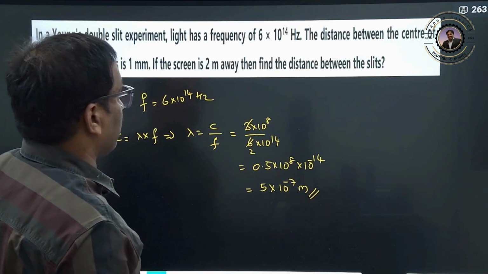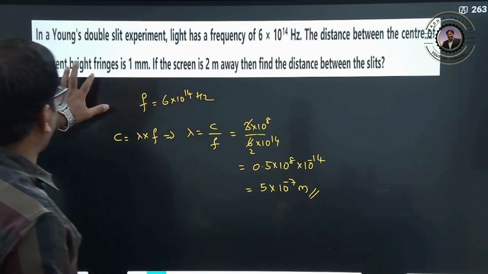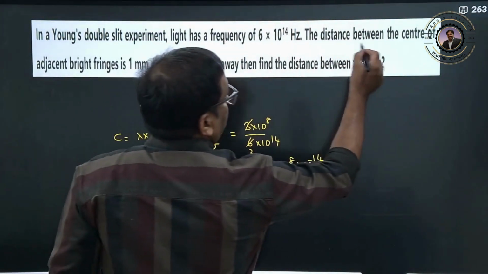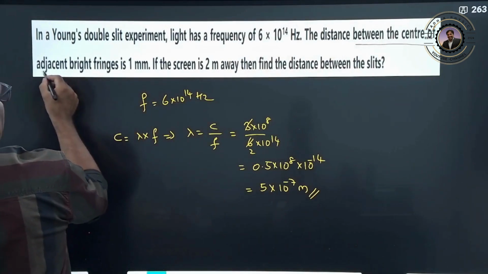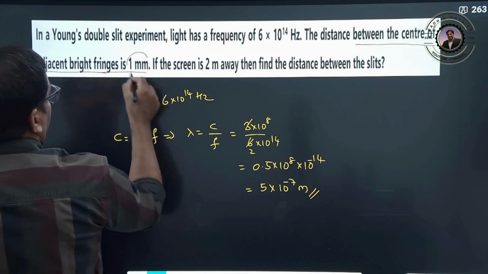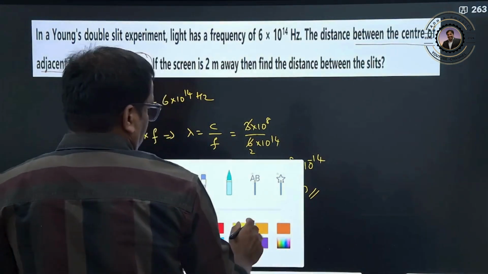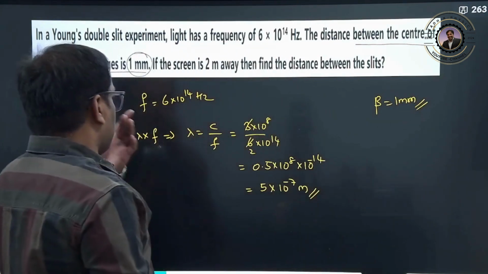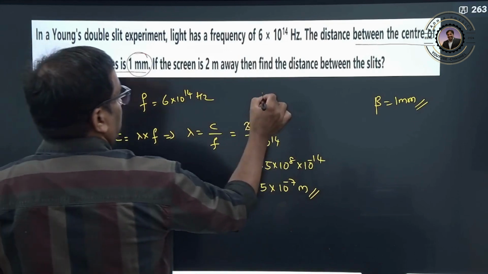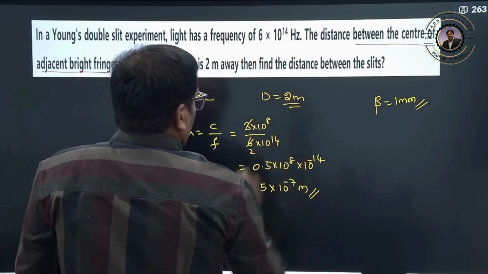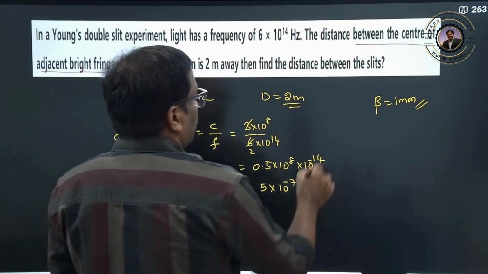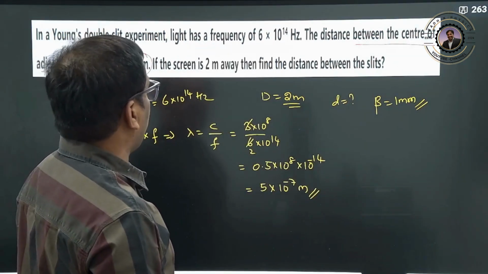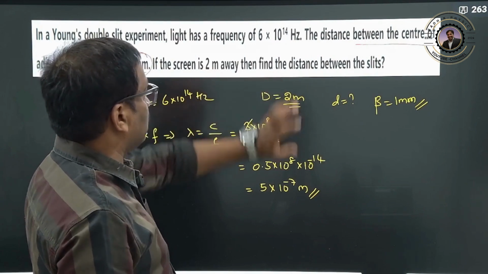So the distance from the center of adjacent fringes. In the first question I already discussed, the distance between the centers of adjacent bright fringes is 1 mm, which is nothing but the fringe width. Capital D is given as 2 meters. Now he is asking for small d. You know it, right? He gave D as 2 meters. Find the distance between the slits.